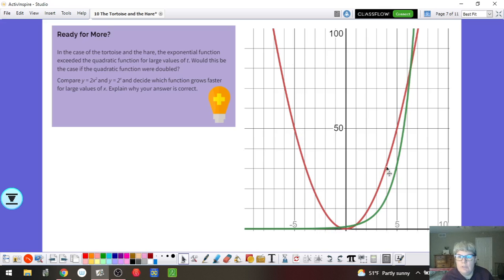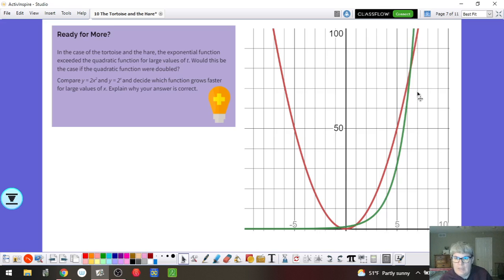So the green is the tortoise, the red is the hare, and we can see down here at the bottom that for a little while the tortoise was ahead of the hare because its curve is above that of the hare. And then for a while, it looks like the hare is ahead of the tortoise because the red curve is higher, has higher y values than the green curve. But then we get up here and they switch again.